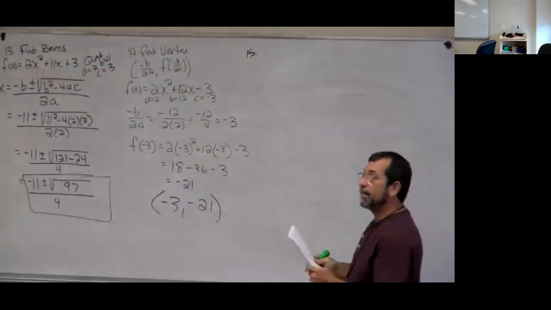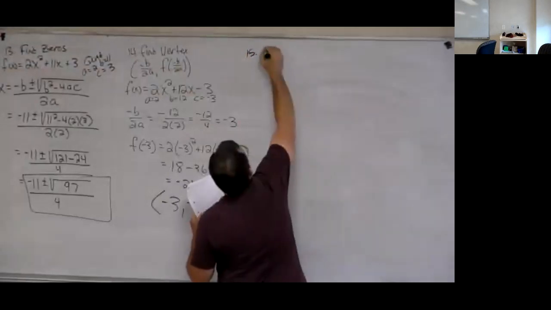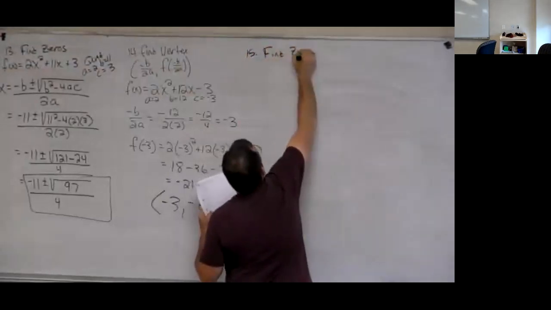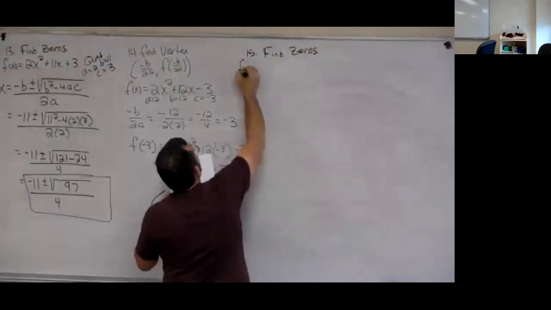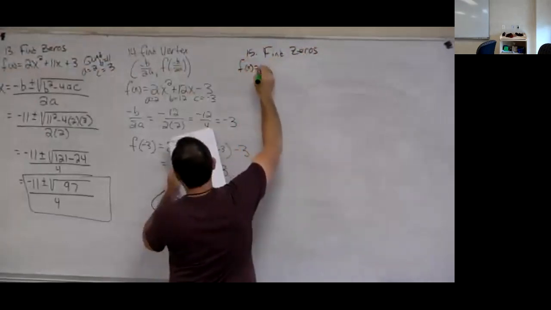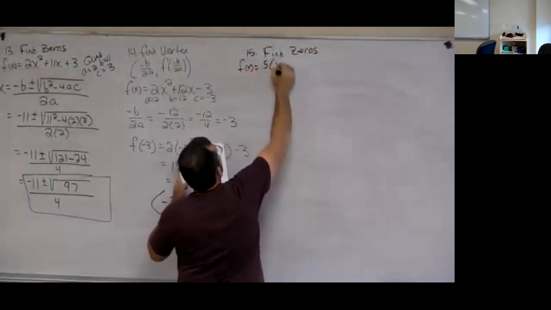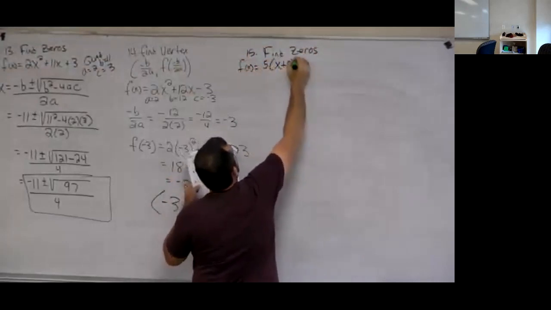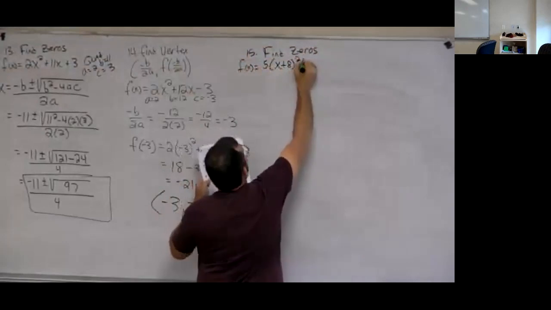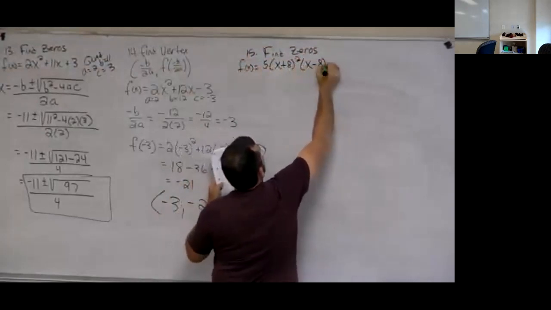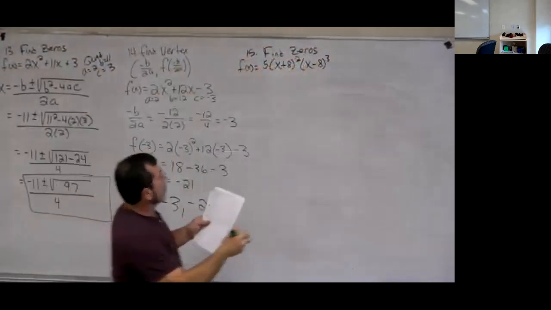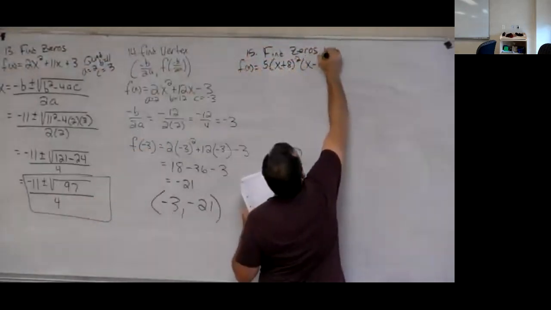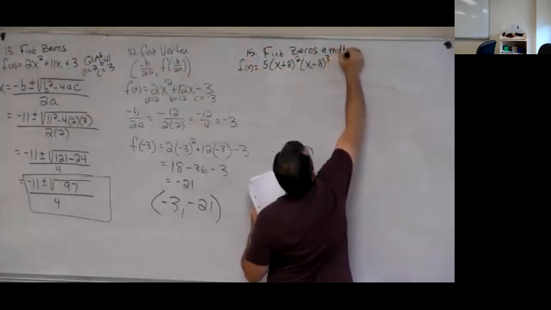Let's see, 15, find the zeros. So f of x equals 5 times x plus 8 squared times x minus 8 to the third. Oh, and these want a multiplicity too, so find the zeros and multiplicity.